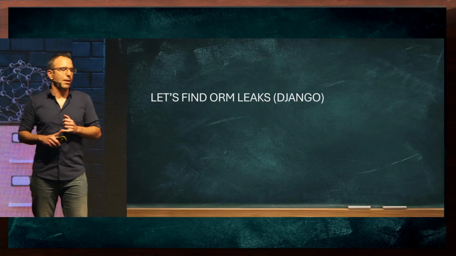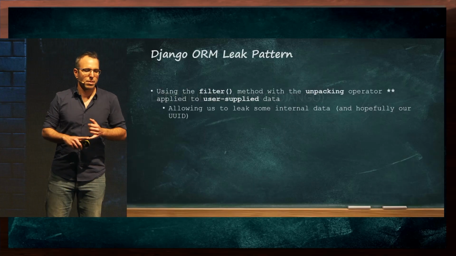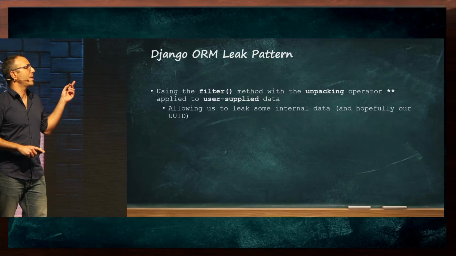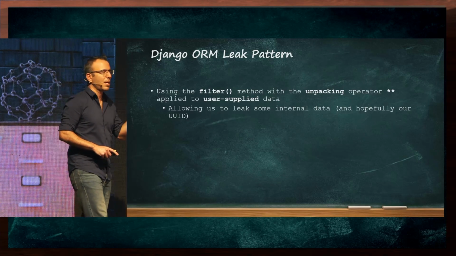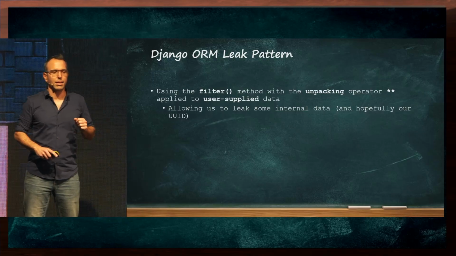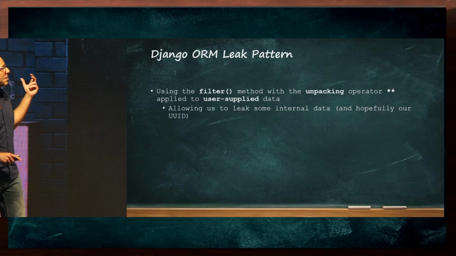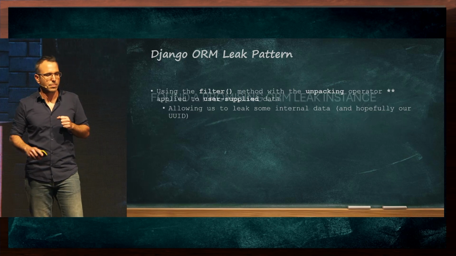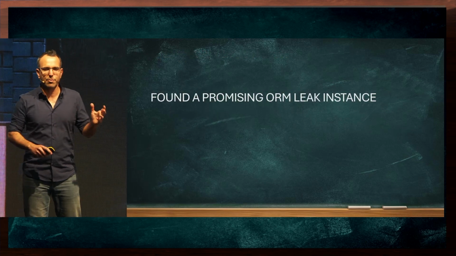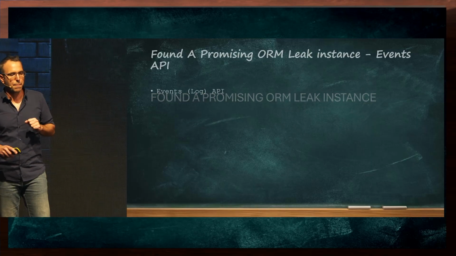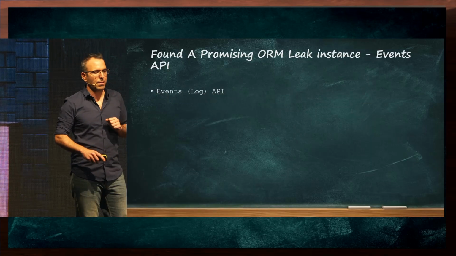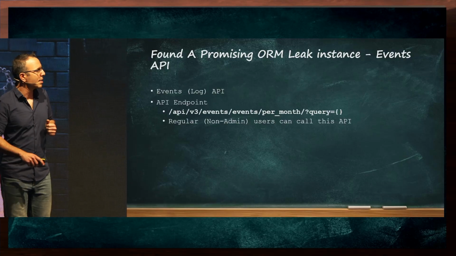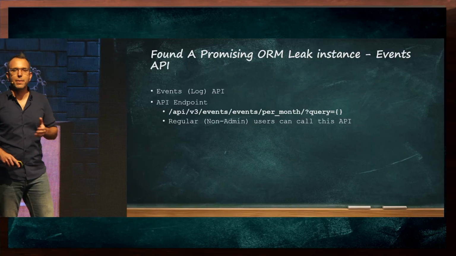OK, let's find ORM leaks in Django. To find ORM leaks in Django, the pattern we are looking for is using the filter method with the unpacking operator, double asterisk, applied to user-supplied data, allowing us to leak some internal data. And in our case, hopefully, our UUID. So we were looking, and we found a promising ORM leak instance. In the events log API, the events per month API endpoint can be accessed by any authenticated user.